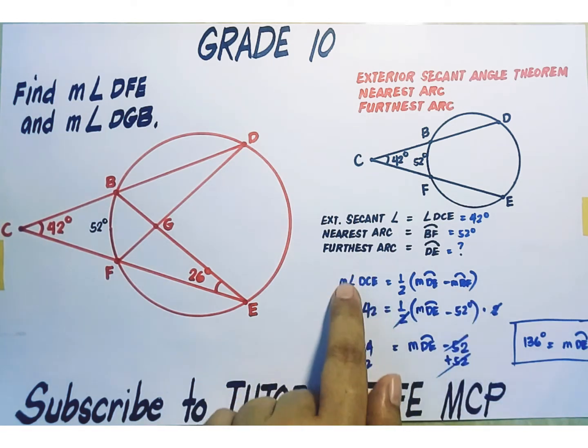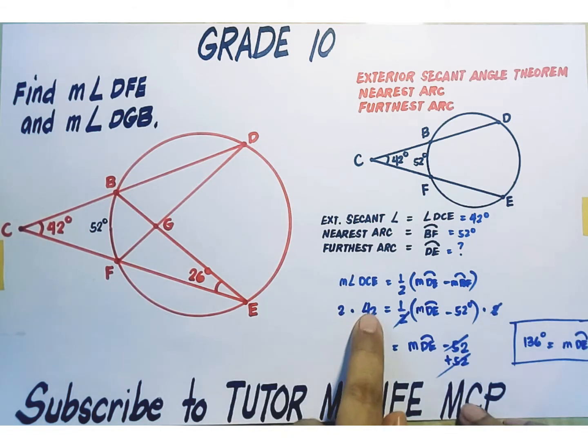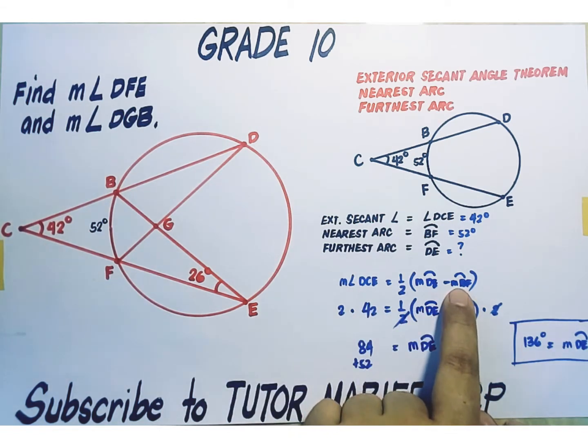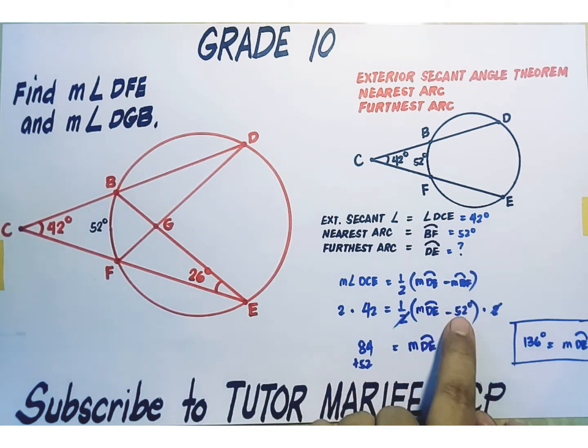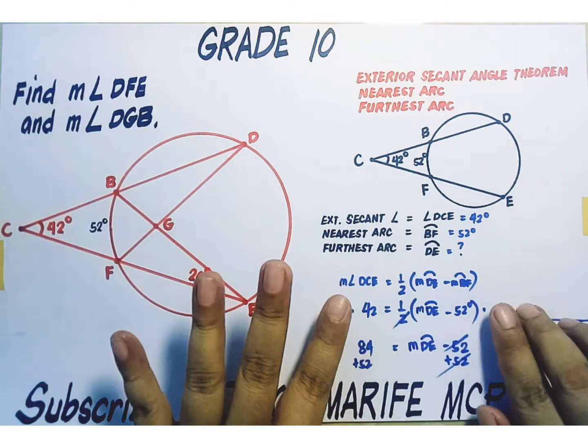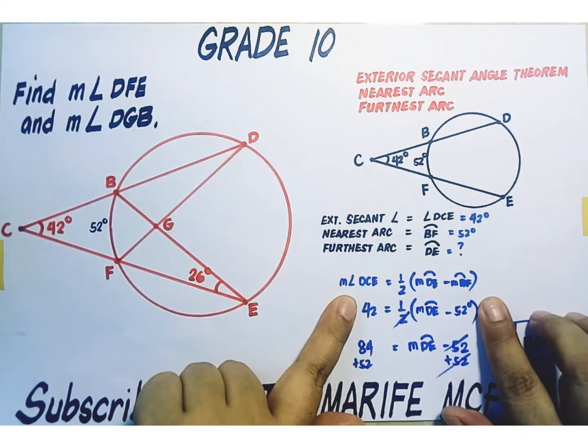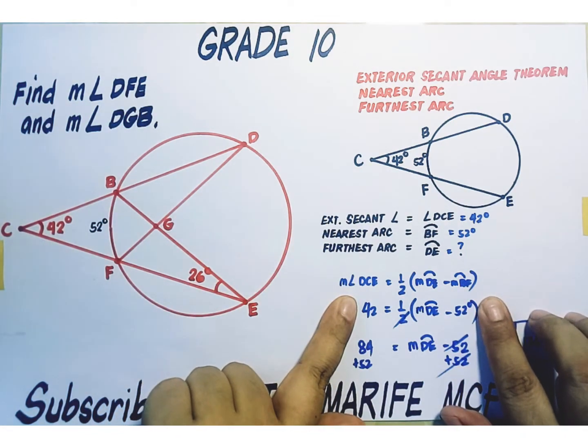Replace the left side with its known value. It's equal to 42 degrees. Replace the measure of arc BF with 52. It's also known. We now have the equation: 42 equals 1/2 times the difference of the measure of arc DE minus 52. Our goal is to solve for the measure of arc DE.